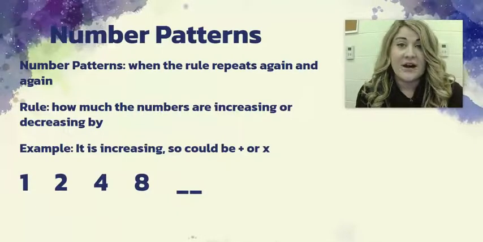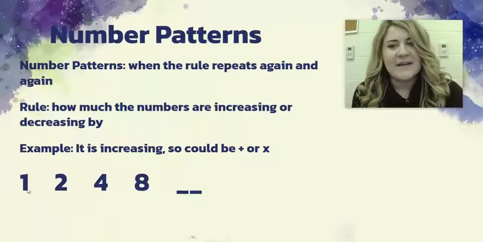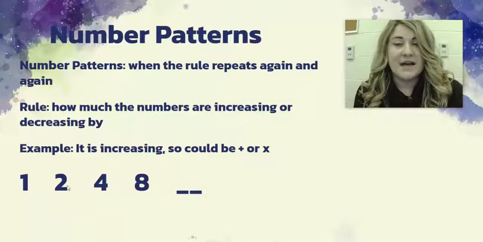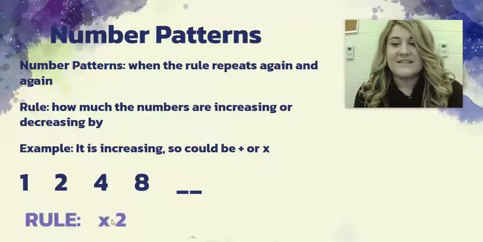So we're going to look at our other option for increasing, which is multiplication. Let's figure out how many times it takes to get from 1 to 2. What do I have to multiply by 1 to get to 2? If I multiply 1 times 1, that does not equal 2. But 1 times 2 does equal 2. So we're timesing by 2 here, okay? Our rule is times 2.